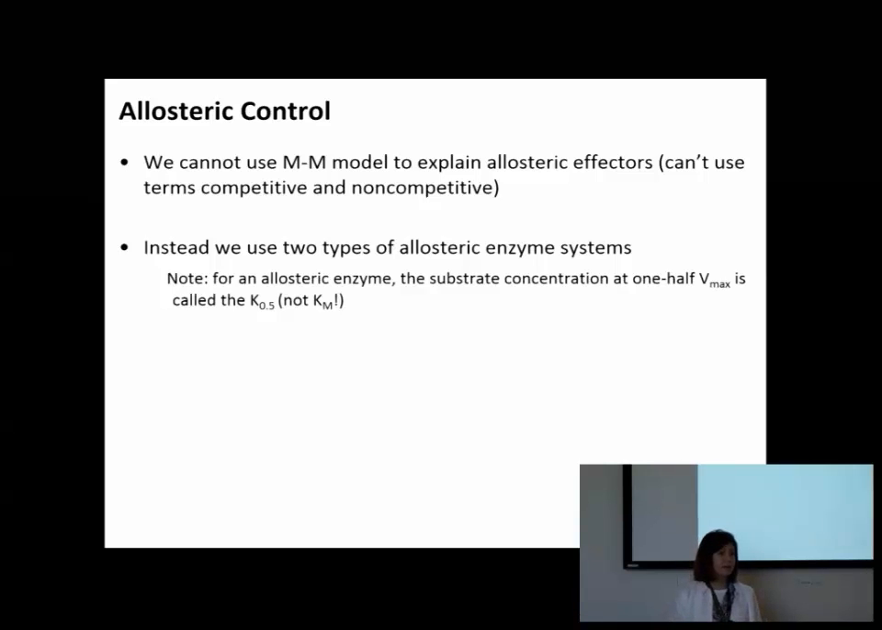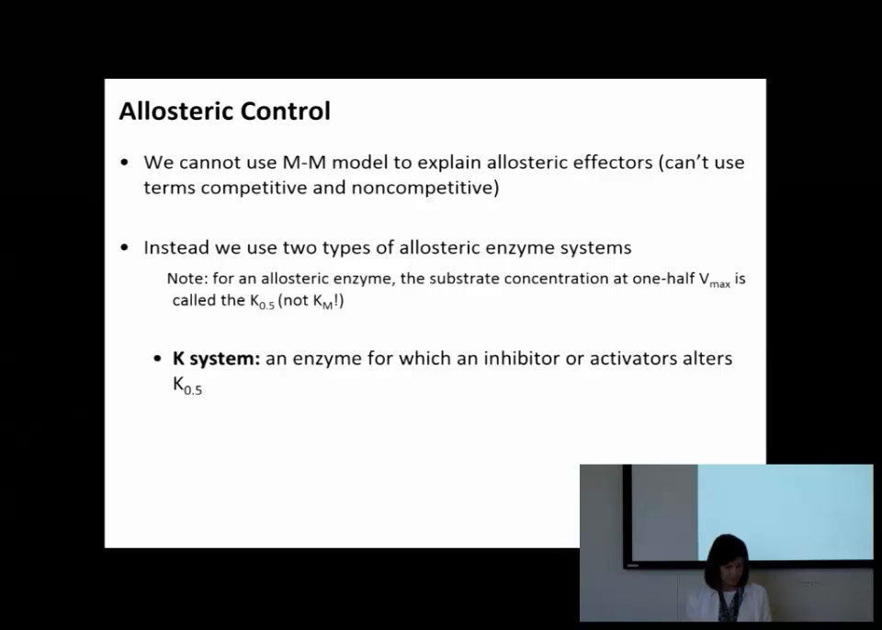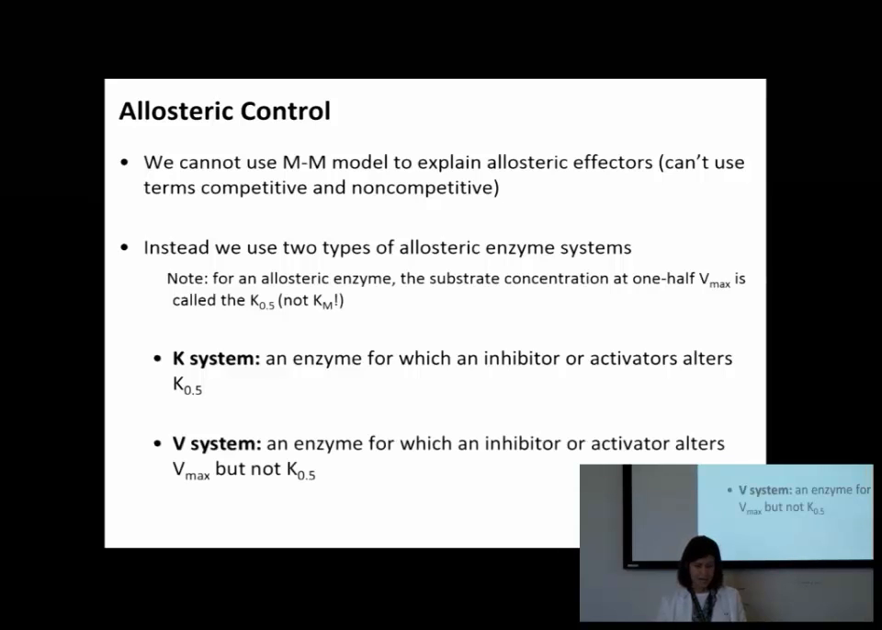And we can't use competitive and non-competitive terms. We're going to use K and V systems. It's more complicated than what I'm going to say, but for that we are not studying the math. But they are parallel. So the K system effectors change the affinity of the enzyme for the substrate. It doesn't change the shape of the curve, just the position. In the V system, the enzyme has the same affinity for the substrate, but the rate has changed.